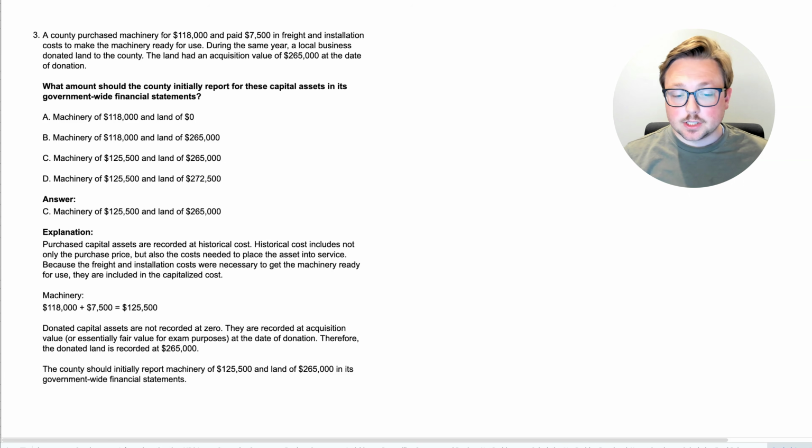The county should initially report the machinery at the cost that we just talked about and the land at the $265,000 in its government-wide financial statements. So we're learning how they initially record their assets. Again, very similar to how you would normally initially record an asset in normal accounting, but there was just that reminder there about donated capital assets. They're not counted as zero, but they're counted at their fair market value, even though you didn't pay anything to get them. All right, now let's go to the next question.